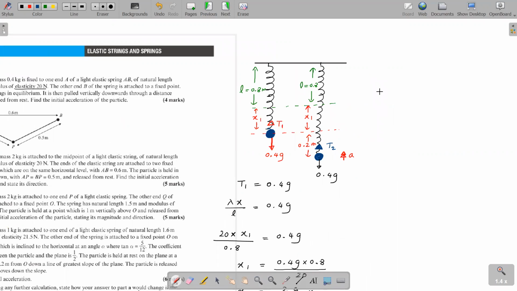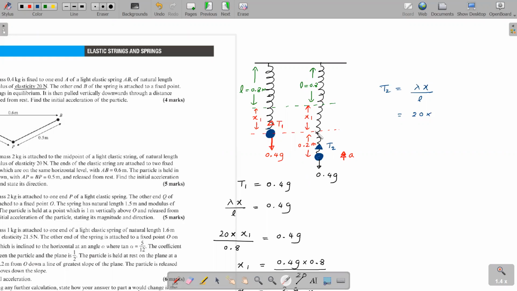What is the T2 value? Tension is lambda x over L. What is the lambda value? Lambda is 20, right? Extension, can I know the extension? How do we define the extension? Extension is the length that you move beyond your natural length. So how much have you moved beyond the natural length at this point? What is the length that the spring has displaced beyond its natural length?